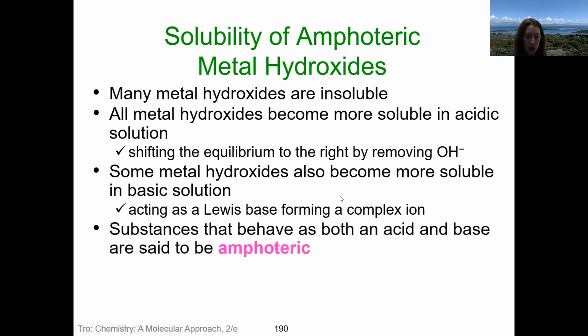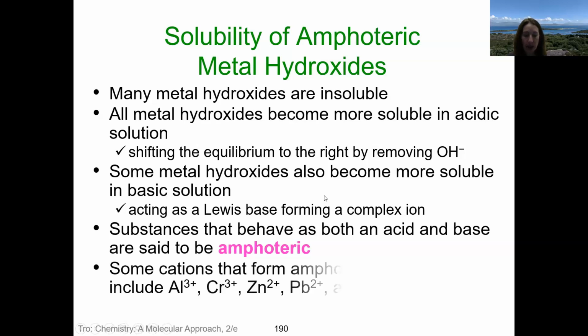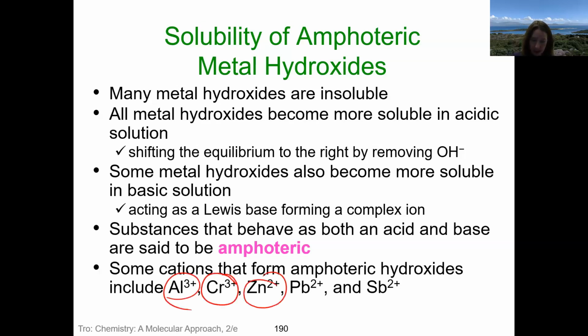But some metals also become more soluble in basic solutions. And in this case, they end up acting like Lewis bases. This is called amphoteric. Amphoteric just means that it can act as an acid or a base. So we talked about water being amphoteric at the very beginning of the semester, where water can act either as an acid or a base. Well, we've got some other substances that can act as either acids or bases. These are the ones we've actually seen happen in lab. I don't know if lead was amphoteric in lab, but a lot of these were. And this is why you had to make sure it was pH neutral or not pH neutral.